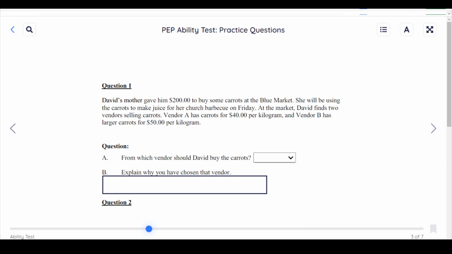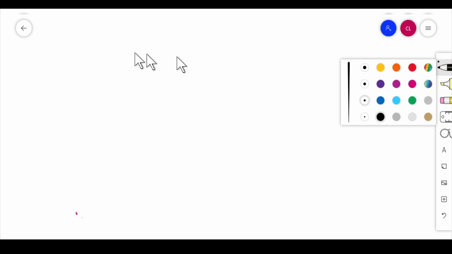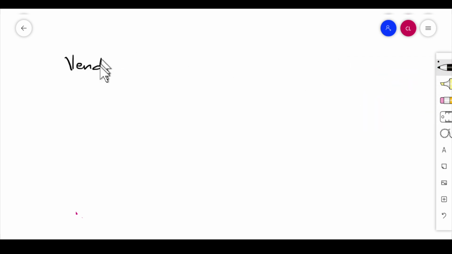All right, so let's do 2 things. Let's bring up our whiteboard. That's 1. And then let's seek to answer these questions here. So we have 2 vendors. So let's see if we can put these vendors here. Let's select our pencil. All right, so we have vendor A and we have vendor B. These are the vendors under consideration.